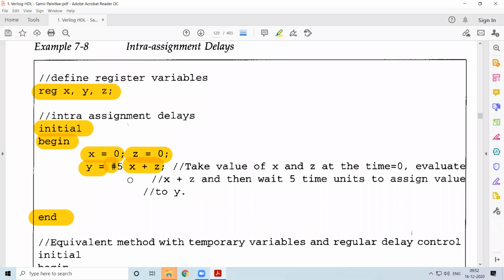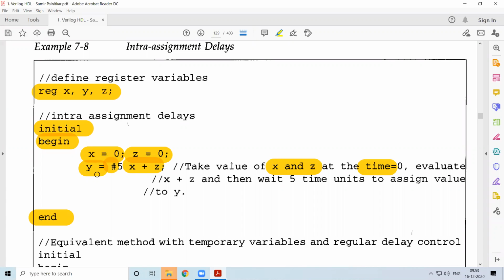Now, what is the difference between this and the previous one? Here, at time unit t is equal to 0, the expression x plus z will be evaluated first. Then after 5 time units of delay, the value of that expression will be stored in y. So first at time t equal to 0 units, you evaluate the expression, and then after 5 time units of delay, you assign it to y.